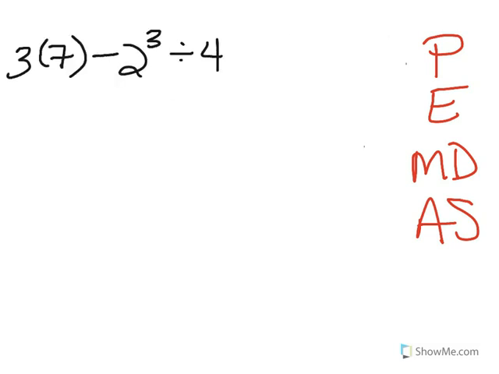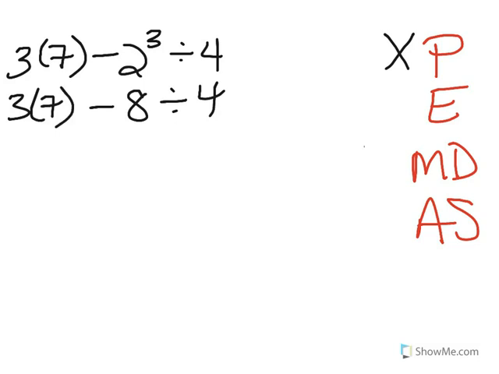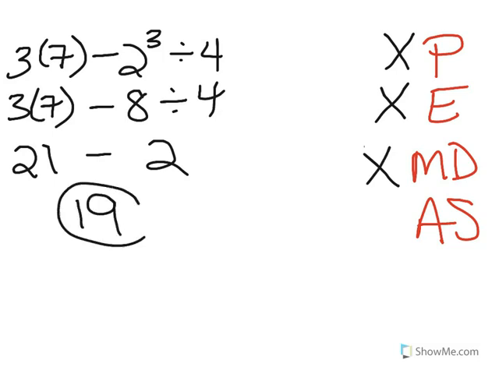In this example, we do not have grouping symbols. Yes, we see parentheses, but here they are not being used to group operations, but simply to separate two known numbers for the purpose of multiplying them. There are no grouping symbols. There is an exponent. 2 cubed is 8. We have multiplication and division. We work from left to right. 3 times 7 is 21. 8 divided by 4 is 2. And 21 minus 2 is 19.